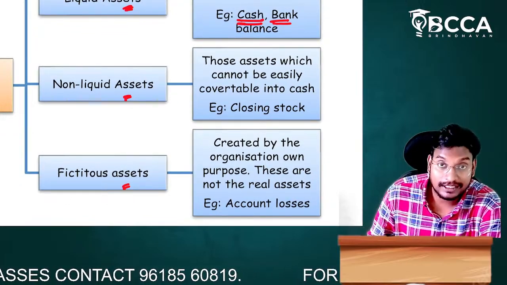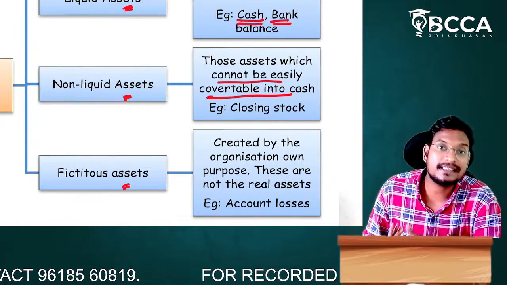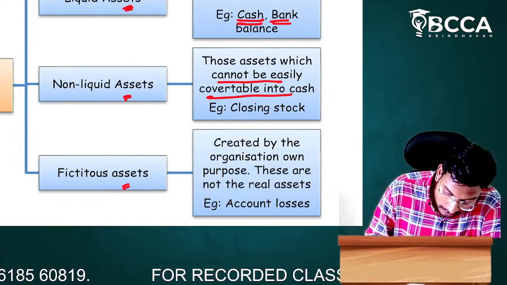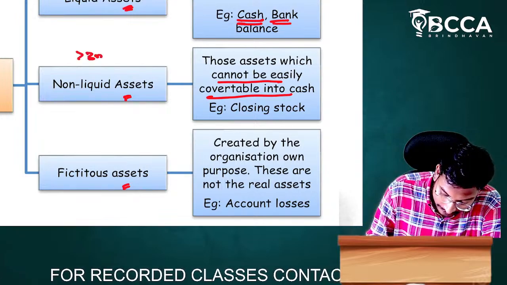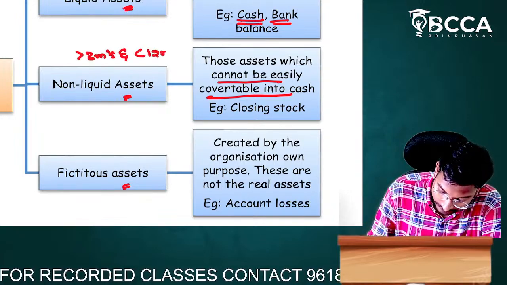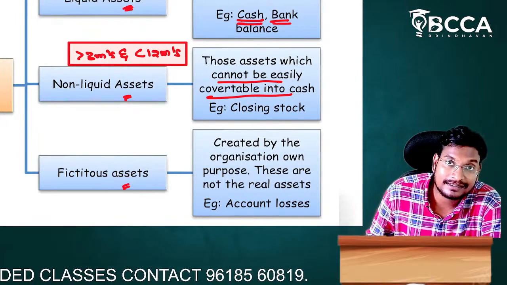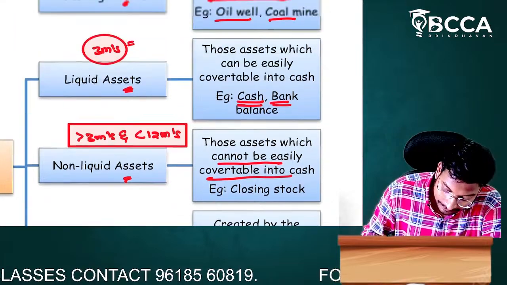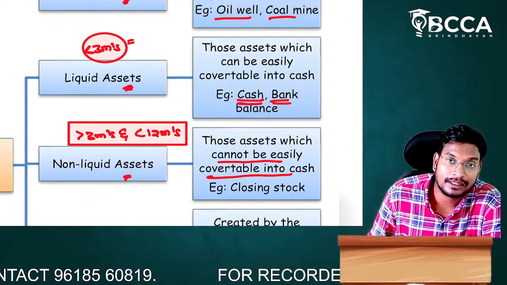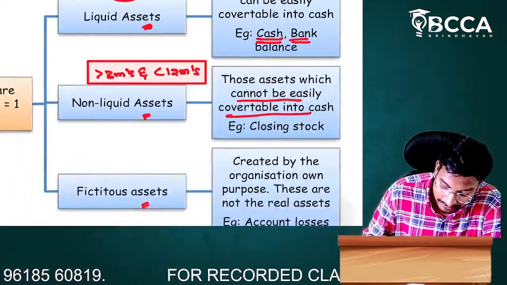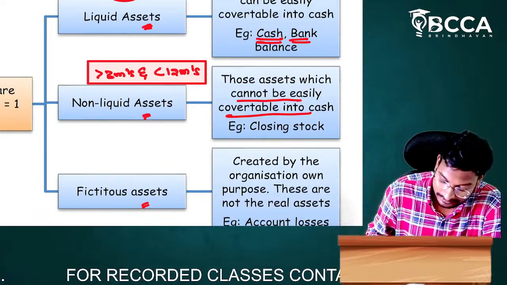Non-liquid assets. These assets cannot be easily convertible into cash. Cannot be easily convertible means more than 3 months and less than 12 months. Less than 3 months, the asset is converted into cash, then it is called a liquid asset. Here, more than 3 months but less than 12 months, then it is called illiquid assets or non-liquid assets.